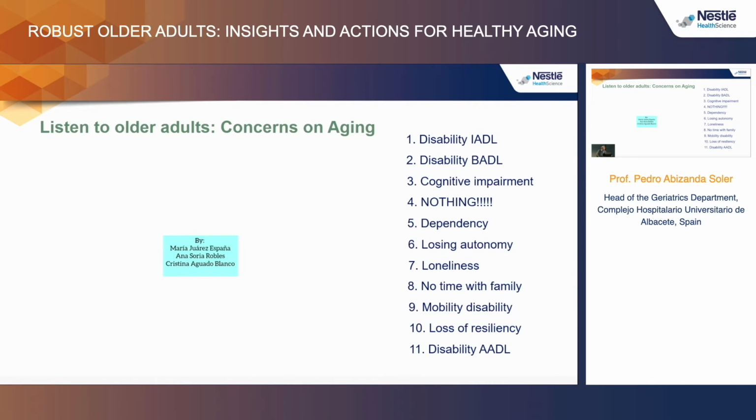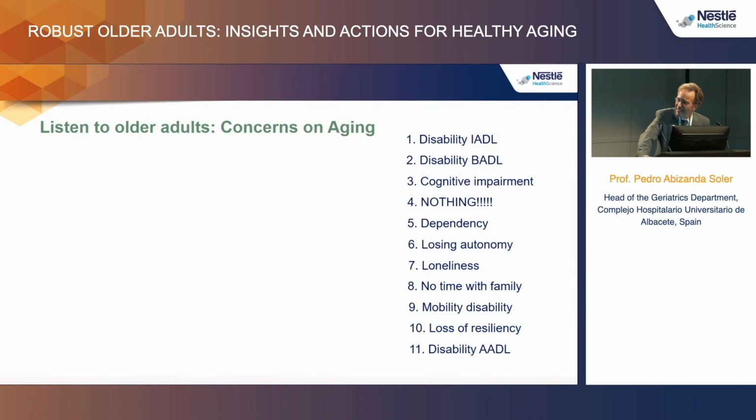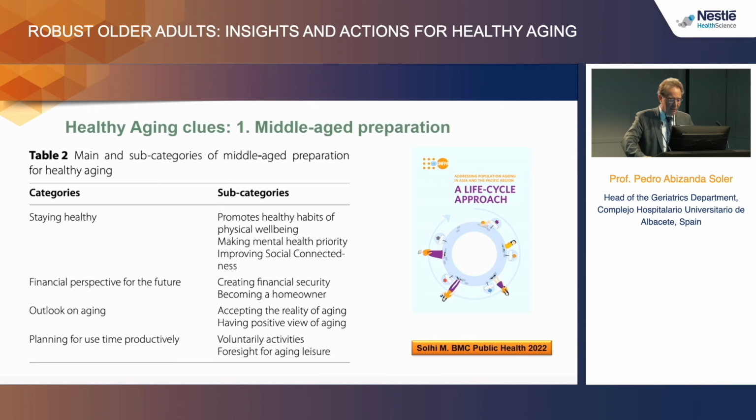Okay, thank you to the ones who did the video. And as you can see here, there's no disease and there is no mortality. But there's a lot of disability, a lot of loss of autonomy, a lot of loneliness. So we must take into account what these people are asking us to do. And this is what we must fight for, not achieving an unhealthy aging.